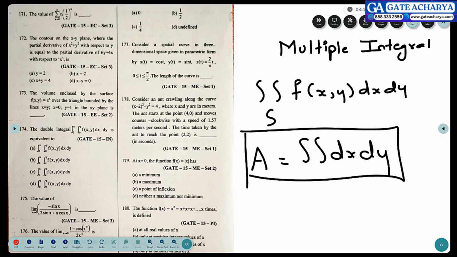Now this question 174 is also sometimes a double integral. The double integral 0 to a, 0 to y, f of x comma y dx dy, is equivalent to what? This is a question of changing the order of integration. So here itself I will show you what the actual order is, and I will show you how to change the order. Okay, so let's copy this question.